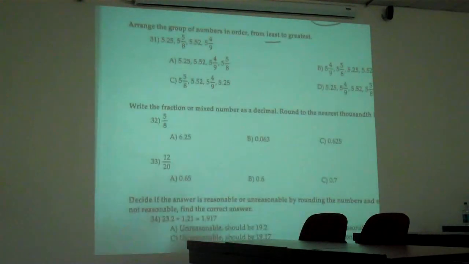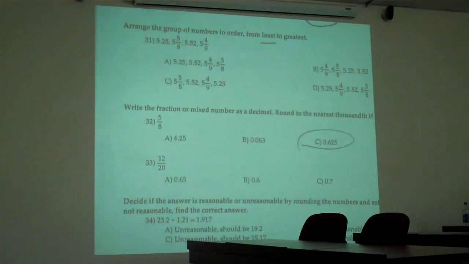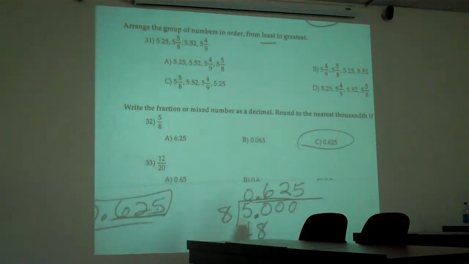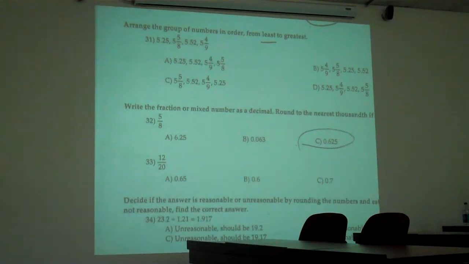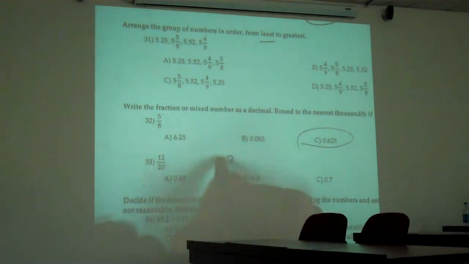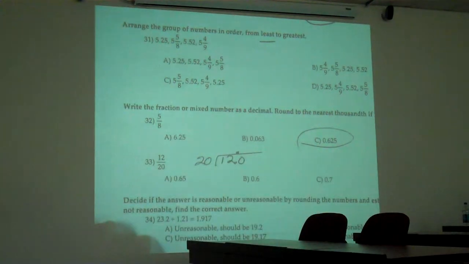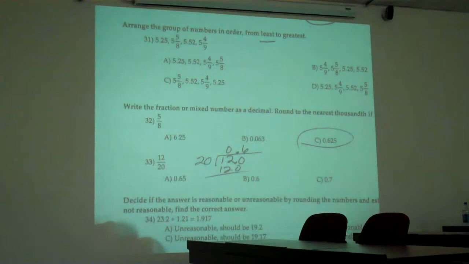Okay, write the fraction as a decimal. We've already done 5/8. It is 0.625, wasn't it? Do it just like we did this, 5 divided by 8. Okay, 12 over 20. 12 divided by 20. How many times will 20 go into 12? It won't. 20 into 120? 6 times, exactly. 0.6.